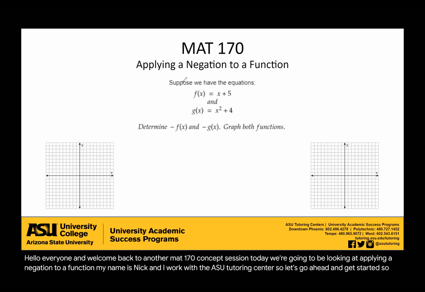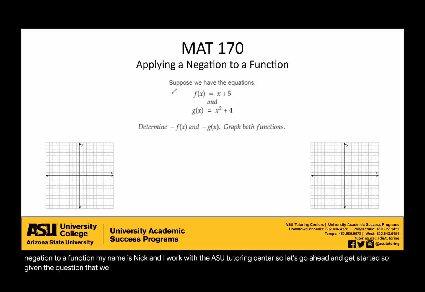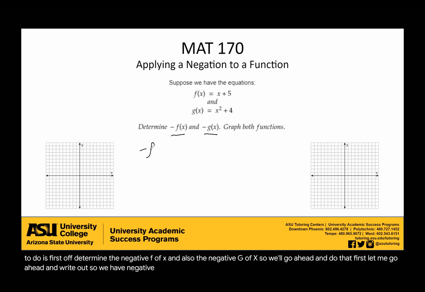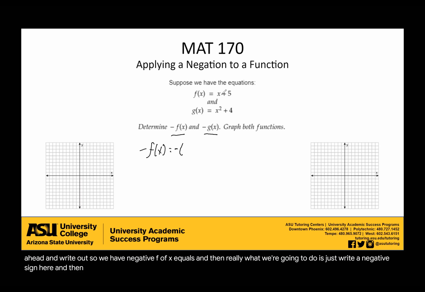So, given the question that we have on the screen, we're given two equations, right? f of x and g of x. Now, what they want us to do is first off determine the negative f of x and also the negative g of x. So we'll go ahead and do that first. Let me go ahead and write it out. So we have negative f of x equals, and then really what we're going to do is just write a negative sign here, and then in parentheses, just write the original equation. So we have x plus 5.